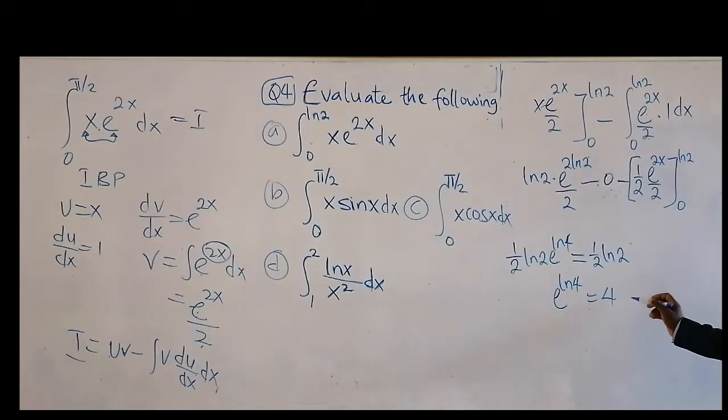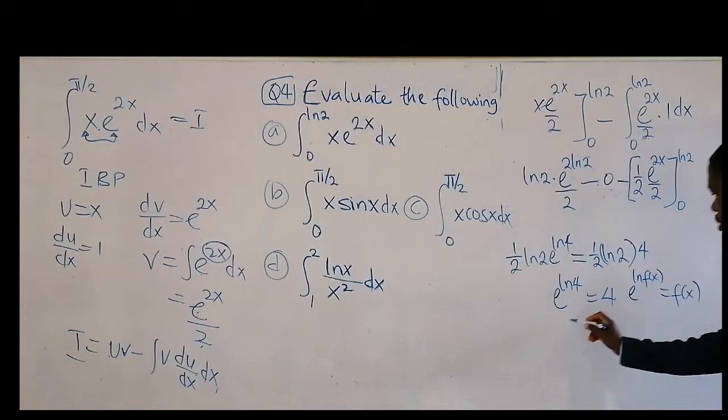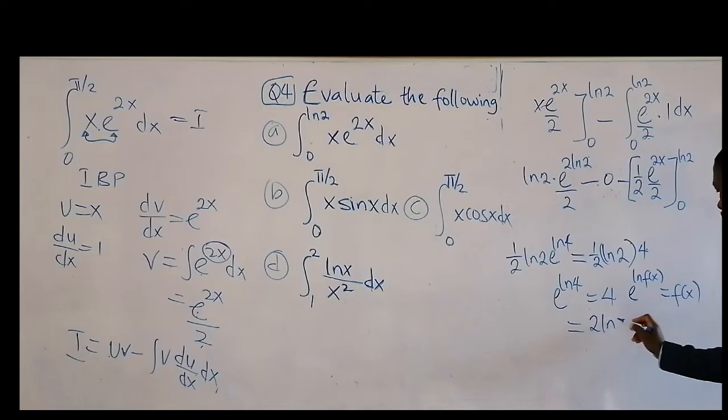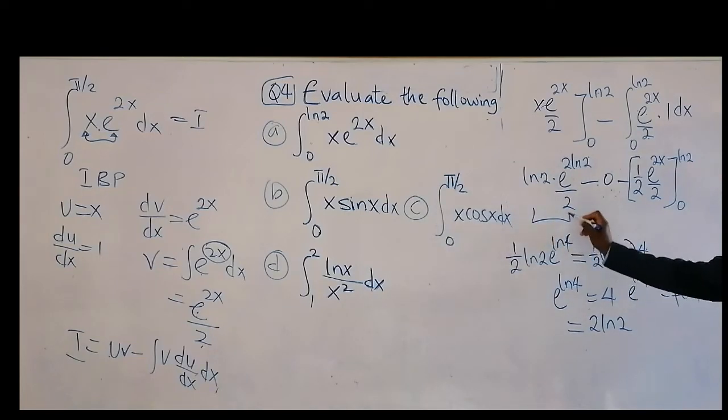So don't forget, exponential power ln f of x will give us f of x. So this will come times 4. That will be equal to 1 over 2 times 4, that's 2 ln 2. So we've gotten the value for this, which is 2 ln 2.